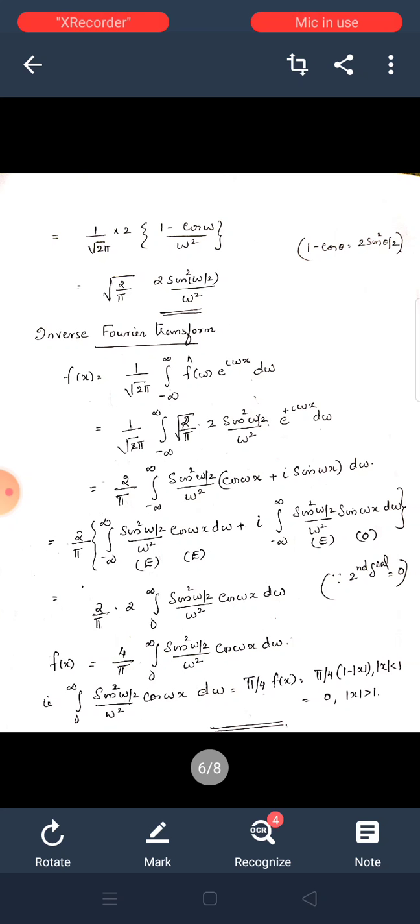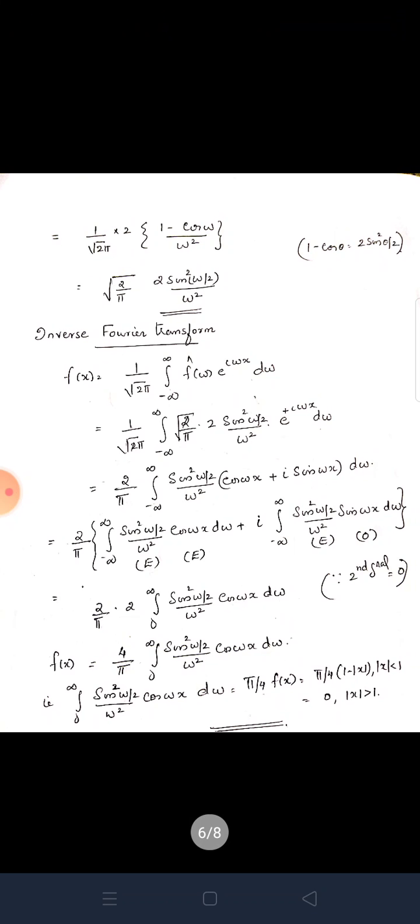The first integral you can write as 2 times integral 0 to infinity sin square omega by 2 by omega square cos omega x d omega. So it becomes 4 by pi integral 0 to infinity sin square omega by 2 by omega square cos omega x d omega. So from this, what is the integral value? Integral 0 to infinity sin square omega by 2 by omega square cos omega x d omega equal to, dividing f of x by the 4 by pi, pi by 4 f of x. So now you replace pi by 4 in f of x.